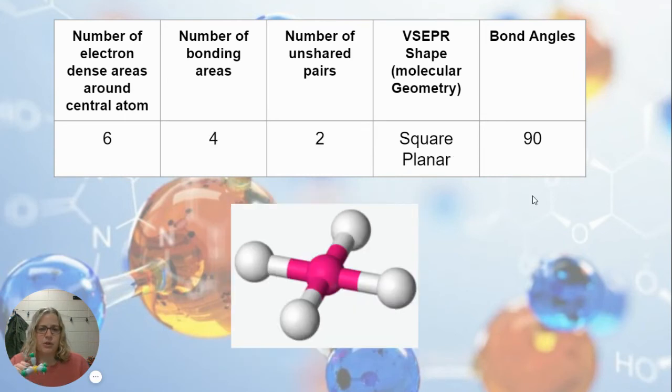And then the last VSEPR shape that you need to know is if I still have 6 electron dense areas, so I start off with my octahedral shape, but now 2 of them are unshared pairs and only 4 of them are bonds, what you get is a shape called square planar. It's square because it's got that square base, and it's planar because they all sit in the same plane. Bond angles on this are 90 degrees as well. There are lots of VSEPR shapes, and these new ones are kind of tricky. For whatever reason, people really struggle with the trigonal bipyramidal group of them, so you have to be careful.